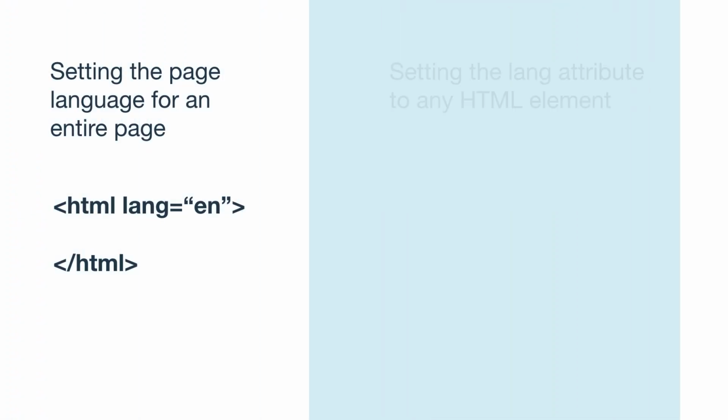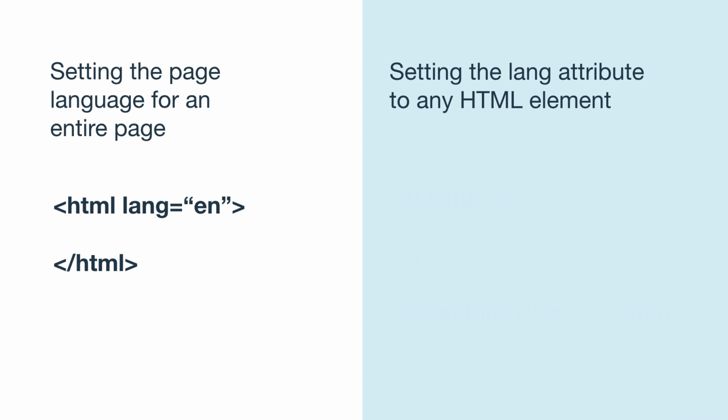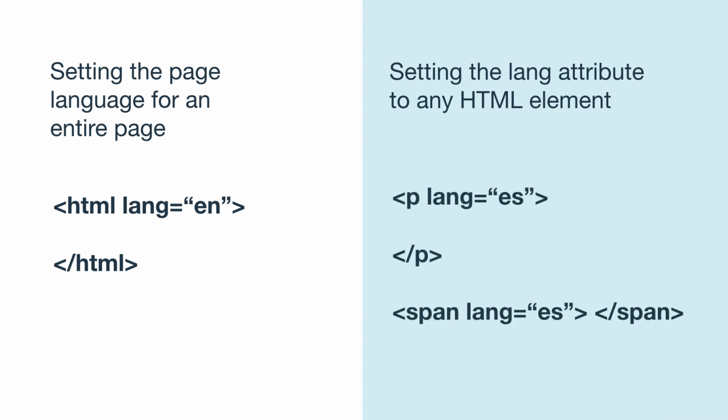The lang attribute can be added to any HTML element, so if there are paragraphs or words that use a different language than the page's primary language, you can add the lang attribute to the paragraph or span element.